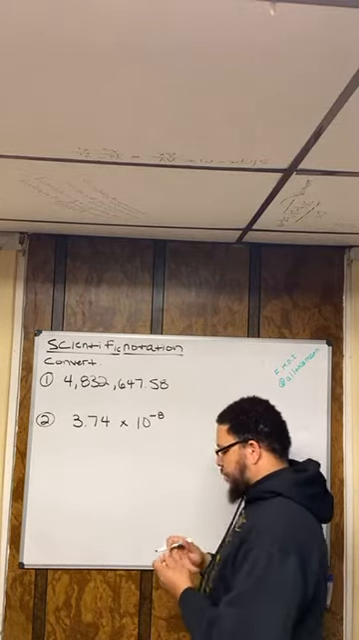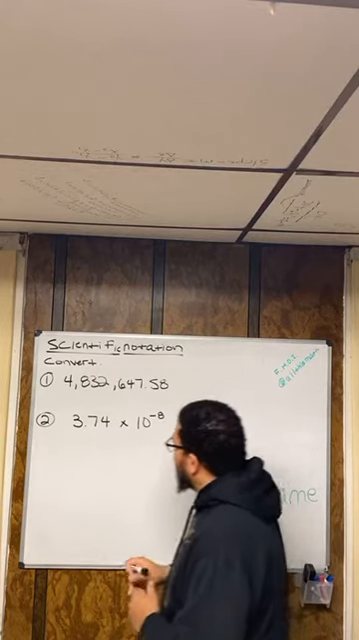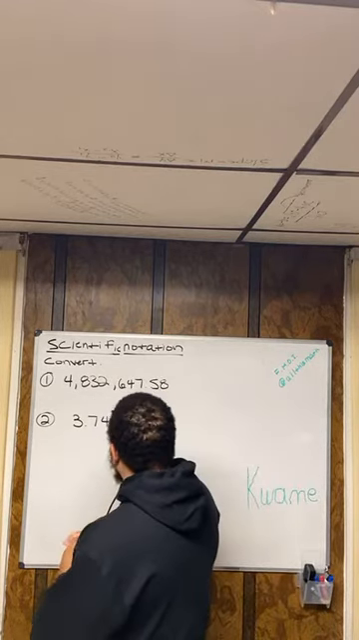So that's the first thing I do. I slide the decimal point to the left. So I go, matter of fact, let me use green.